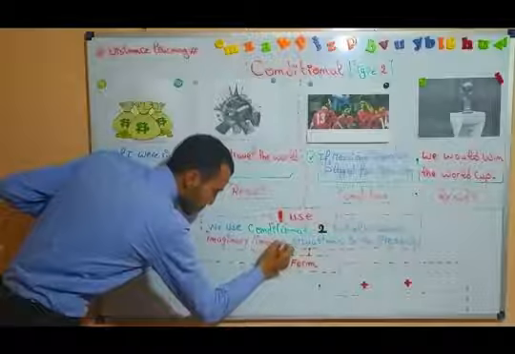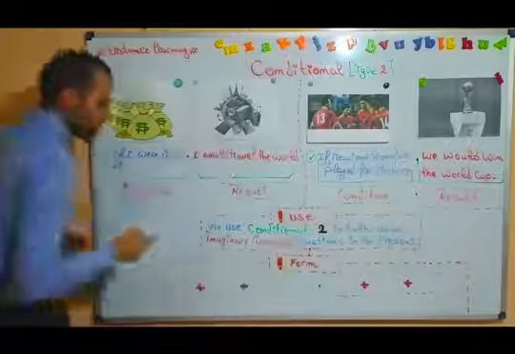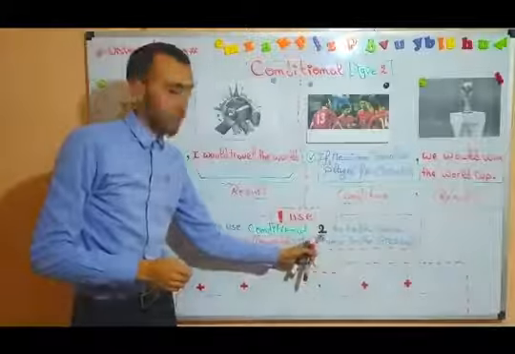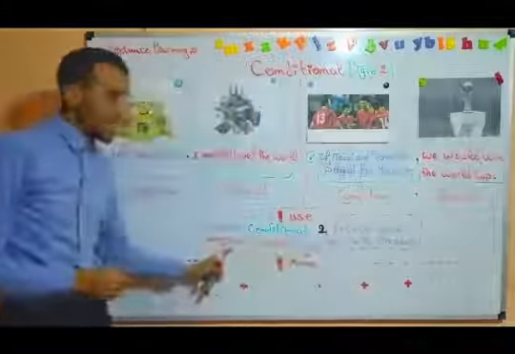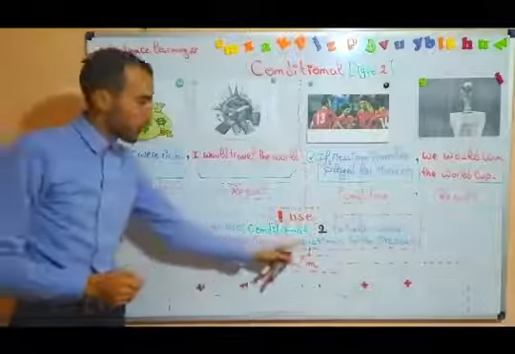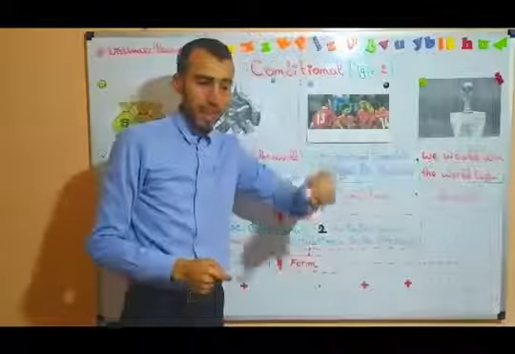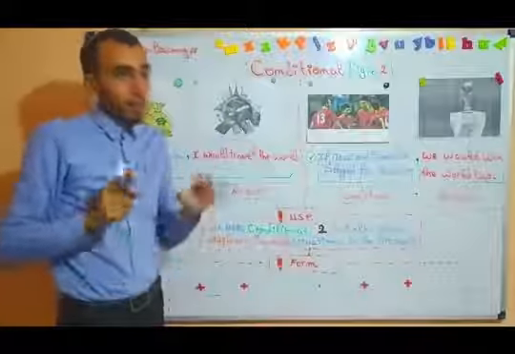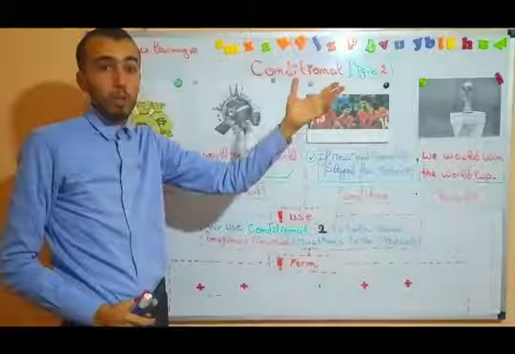So generally, we use conditional type 2 to talk about imaginary, impossible situations in the present, now. Okay, remember, the time is now. Now I'm not rich. I cannot travel the world.